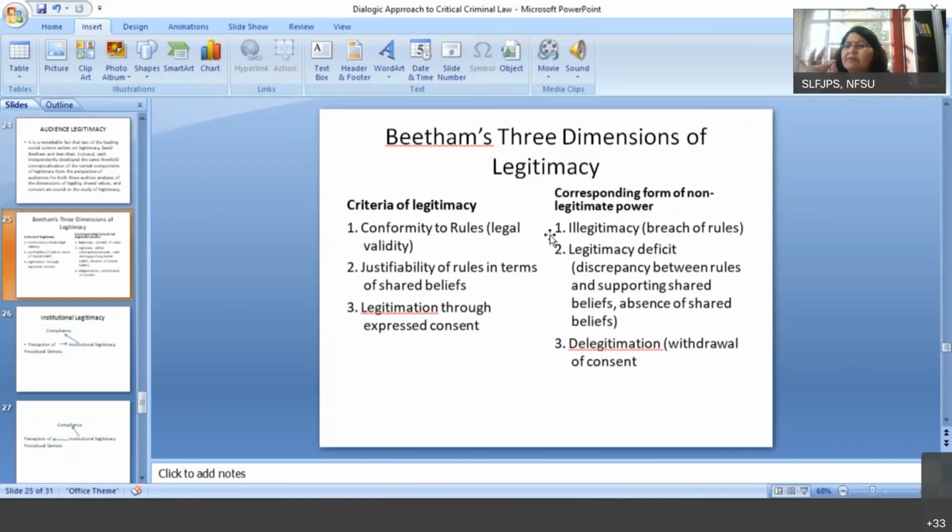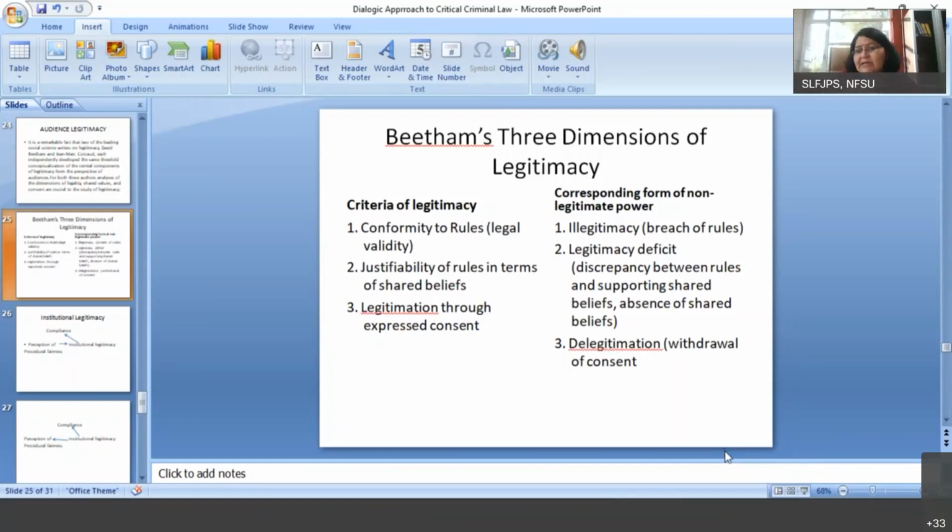So if you have given your consent through express participation, then on the basis of that, legitimacy can be inferred. And on the other side, there is a corresponding form of non-legitimate power, because there is a breach of rules, specifically with reference to constitutionality, if you're making any law which deprives you of your fundamental right.